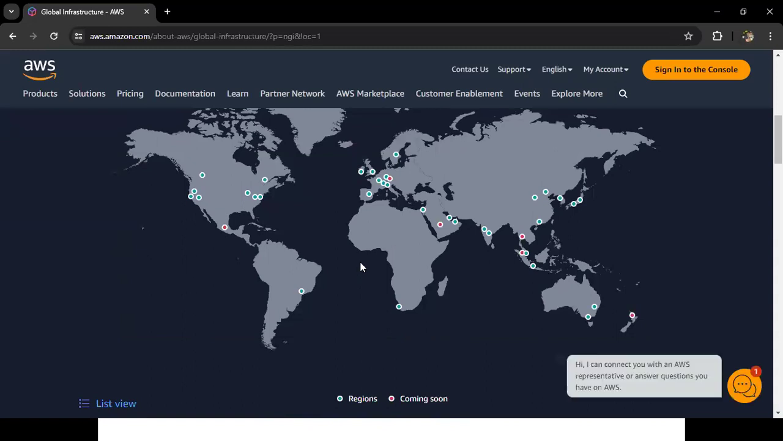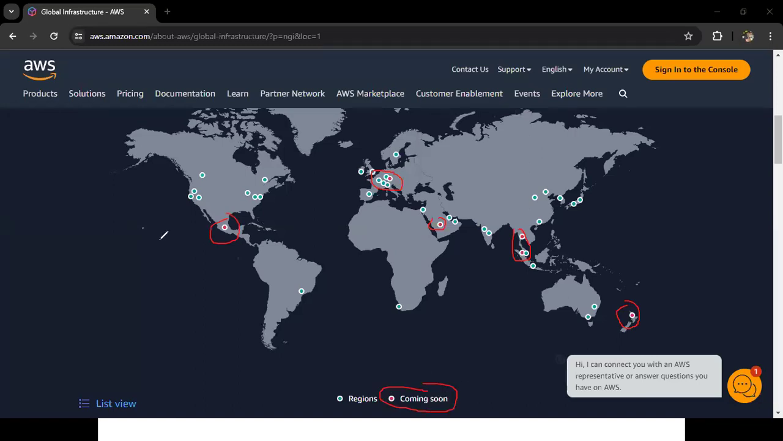Wherever you see these green dots, these are actually regions. In India, we have two, Mumbai and Hyderabad. Here we have, these are all green. But here we have some red also. Here we have some red also. Here also we have one red. What is this red one?